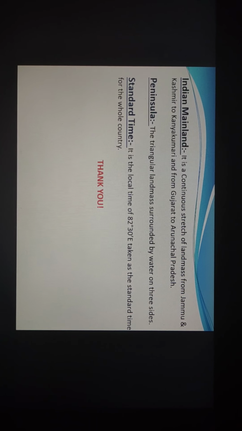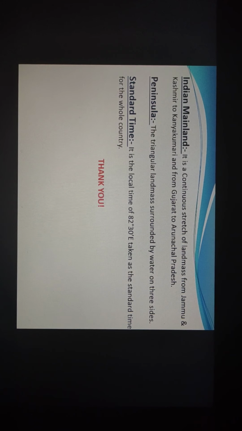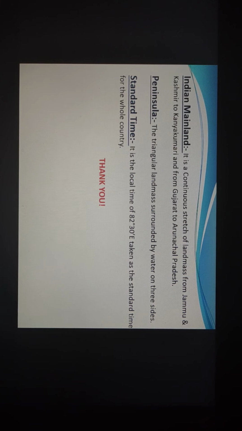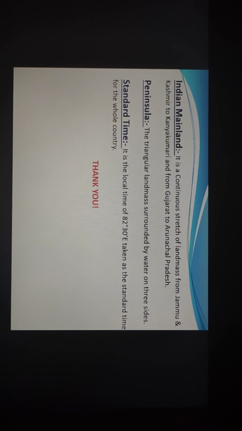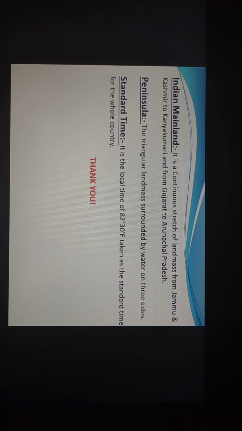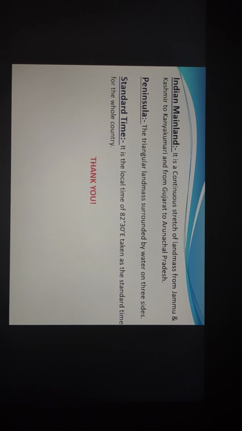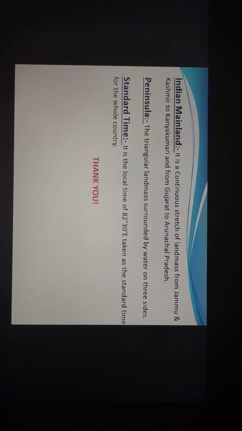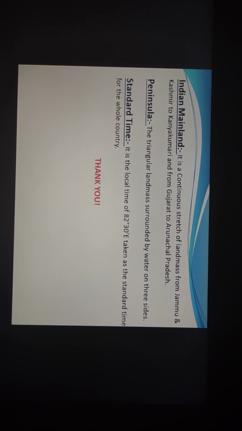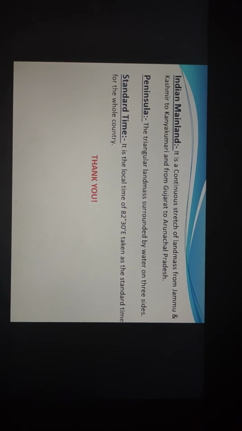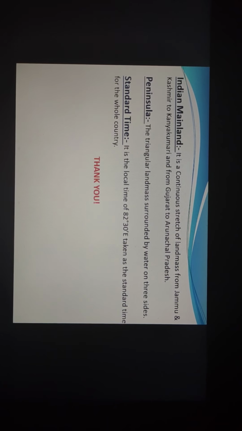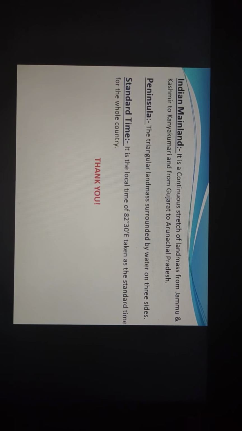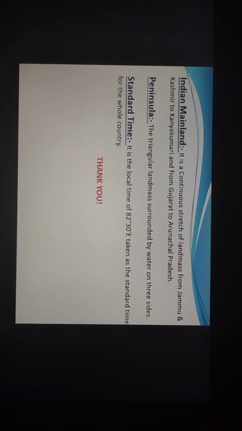So now the Indian mainland. We already discussed the mainland and the difference between the mainland and the union. So the Indian mainland is a continuous stretch of landmass from Jammu and Kashmir, that is north to south, and from Gujarat to Arunachal Pradesh, that is west to east. Now the next term is peninsula. I already told you our country is surrounded by water bodies on three sides: the Arabian Sea, the Bay of Bengal and the Indian Ocean. The triangular landmass surrounded by water on three sides, that is what we call a peninsula.